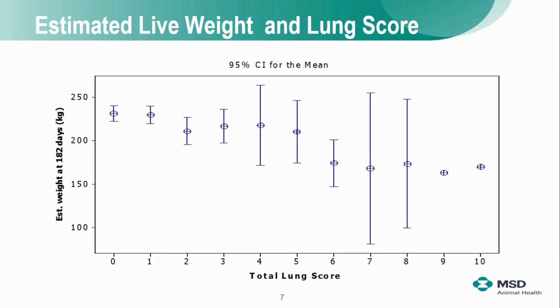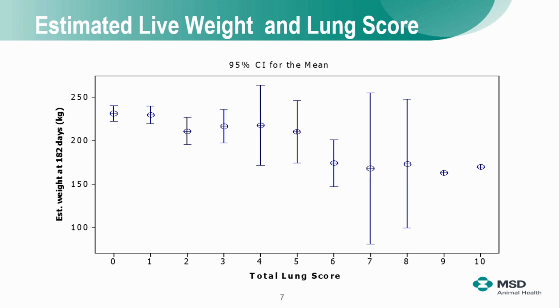So what this graph shows is that we're plotting out the mean weight at the animal's lung score, and on the x-axis we've got the lung scores from 0 to 10. We didn't actually have any lungs that had scores of 11 and 12. And on the y-axis, we've got the estimated live weight.